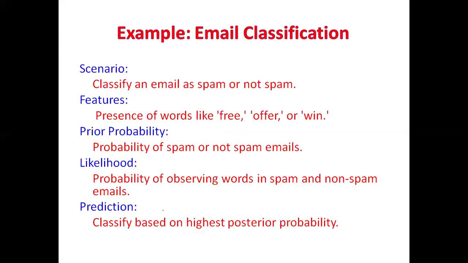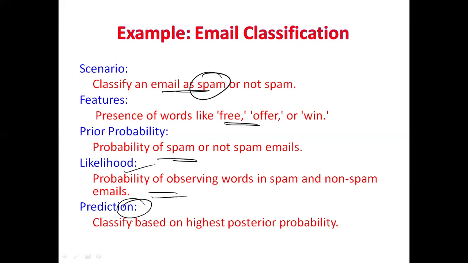One example we'll see. The example scenario is to consider a classification task where an email is classified as spam or not spam based on the presence of certain keywords. What are the features we are using? Free, offer, or win. The prior probability is the probability that an email is spam or not. The likelihood used in this case is the probability of observing certain words in spam or non-spam emails.